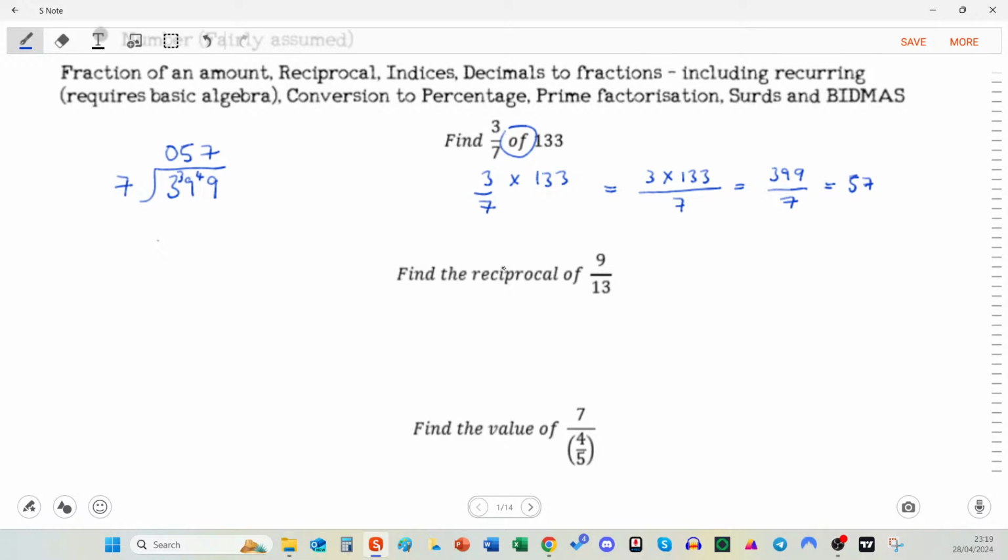Right, next one. Find the reciprocal. The reciprocal, if you want to complicate it, is the number that you're going to multiply this one by to give you 1. But that's a bit of a difficult concept. What you really want to think about is flipping it upside down. So let's not overdo this. The reciprocal of a fraction is to flip it upside down. The top becomes the bottom, and the bottom becomes the top.